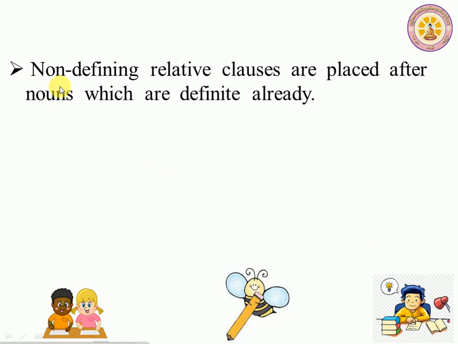Last week you learned about defining relative clause. What is defining relative clause? So today you study non-defining relative clause. What is non-defining relative clause? Non-defining relative clauses are placed after nouns which are definite already. So non-defining relative clause is used to add more meaning to describe a noun or pronoun that is already understood, already clear.